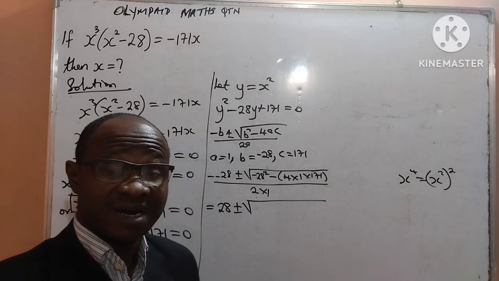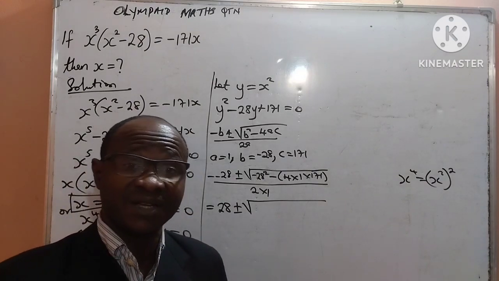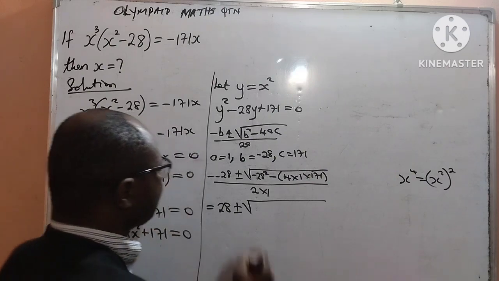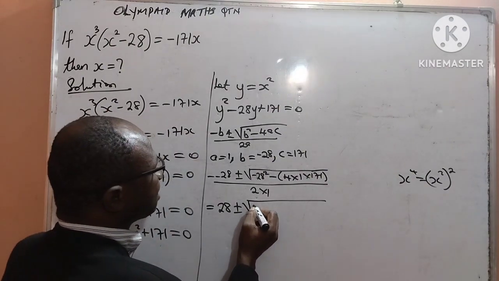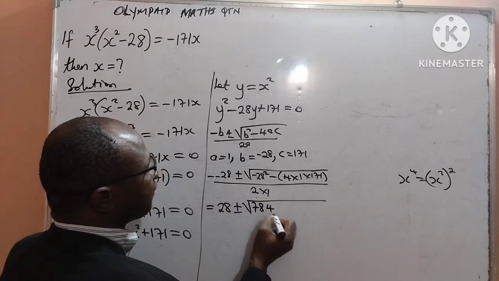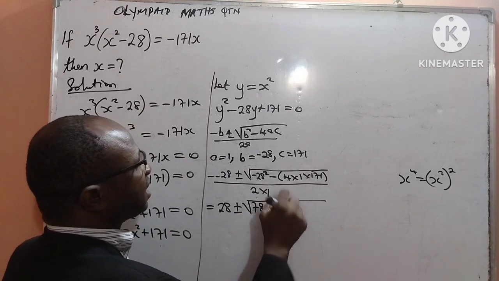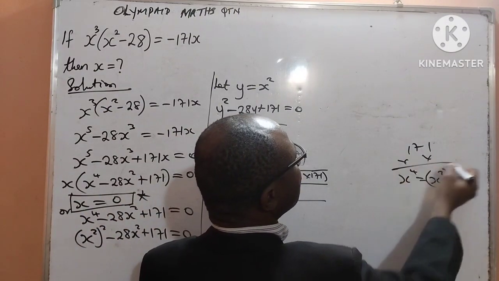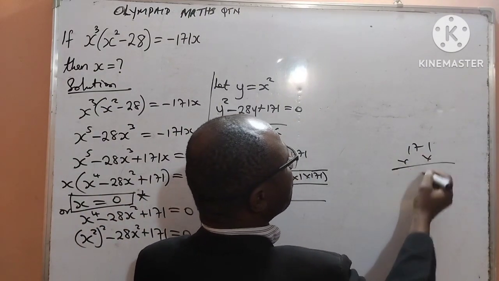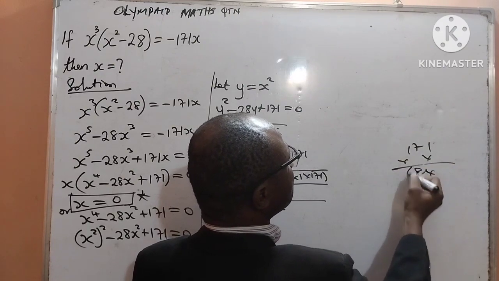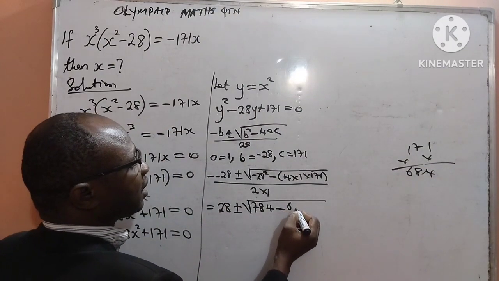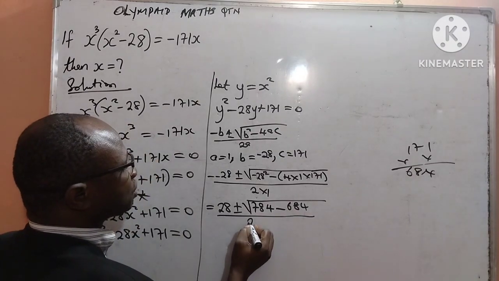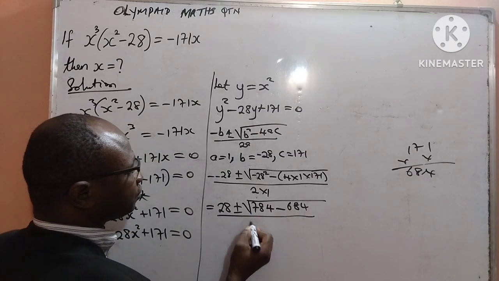then plus or minus the square root of minus 28 squared is going to give us 784. That is 28 times 28. Minus 28 times minus 28 is 784. So therefore 784 minus, then 4 times 1 is 4, and 171 times 4 is 684. Beautiful. Everything divided by 2 times 1, which is now 2.